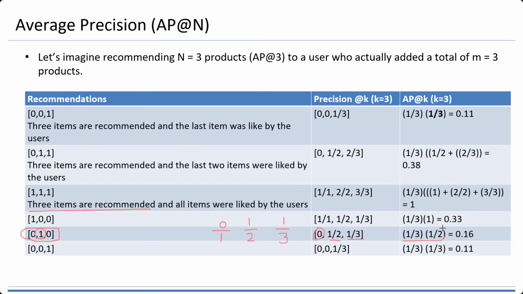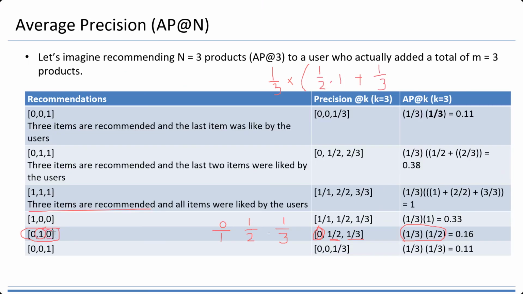Then, if we want to calculate the average precision, it is 1 divided by 3 multiplied by 0. This is not relevant, so 0 multiplied by 0 will be 0. And then the second one is 1 divided by 2. This is relevant because it has been liked by the user, and it is multiplied by 1, plus 1 over 3.